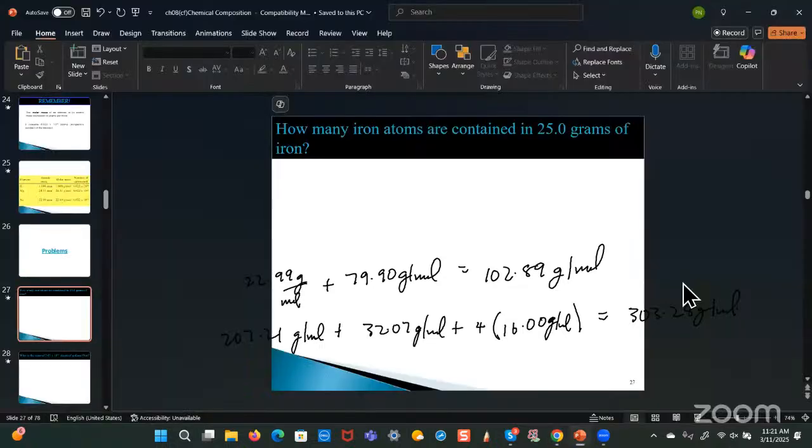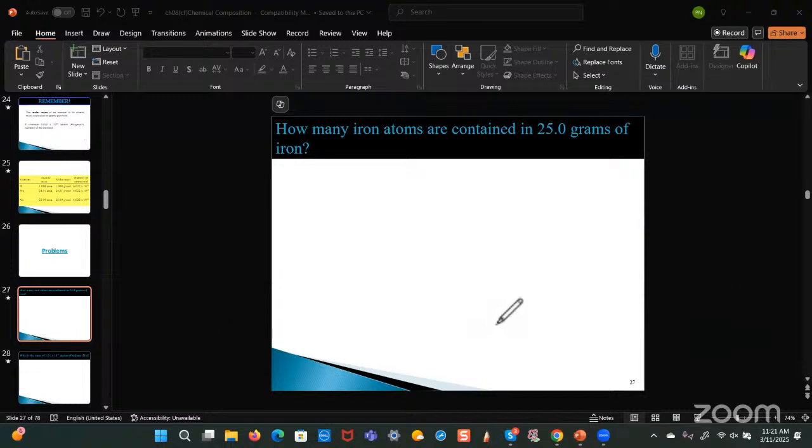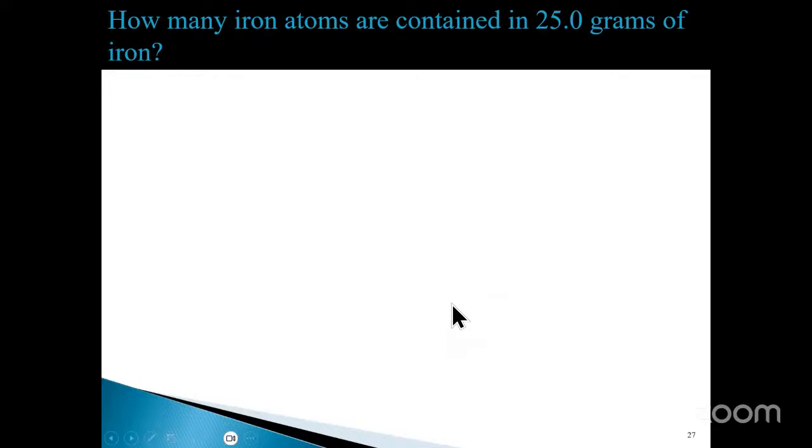Okay, so based on what we have covered so far, we now should be able to do some problems involving calculating things like number of atoms, number of moles, and so on, based on the relationship between Avogadro's number, molar mass, and mole. So here's one example. This question says, how many iron atoms are contained in 25.0 grams of iron?